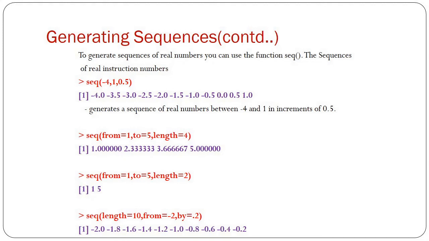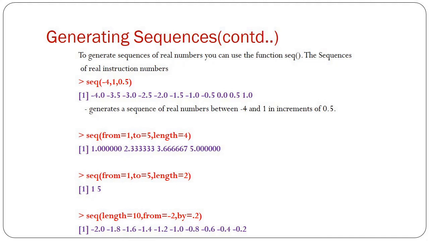The next example illustrates the same concept. seq of from is equal to 1, to is equal to 5 and length is equal to 4, which means that I need 4 values which start from 1 and end at 5. How does it do it? It is going to be the upper bound minus lower bound. Upper bound is 5, lower bound is 1. 5 minus 1 is 4. The length is going to be 4, so the step is 4 by 3, which is 1.33. It goes in steps of 1.33.